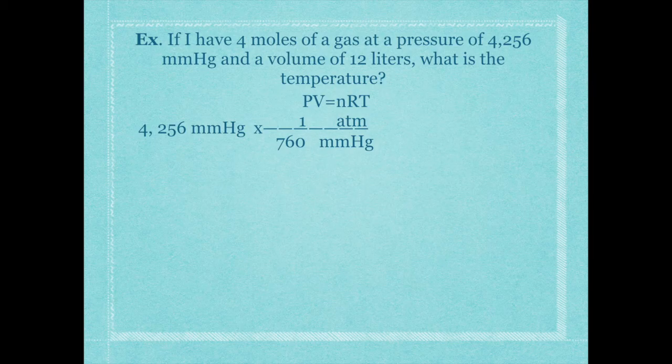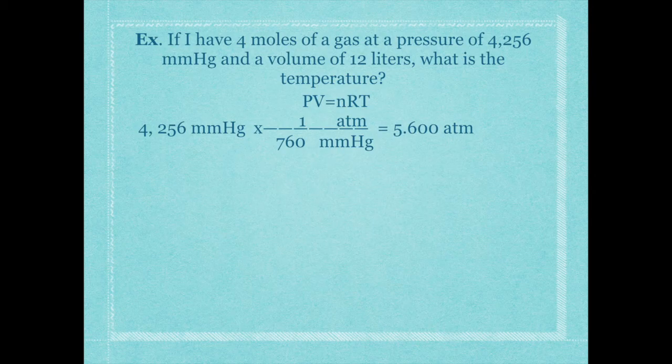So I'm going to take 4,256 and divide that by 760. What I get is 5.600 atmospheres in order to maintain significant figures. Now I've got my pressure in the units it needs to be in. My volume is already in liters, which are the units that I want. I have moles, and it's asking about temperature, so now I can plug everything in and solve for it.